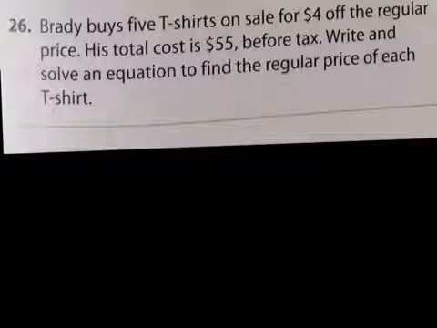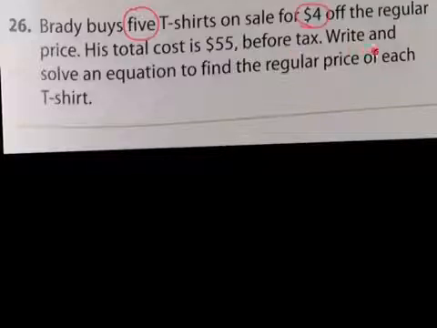Let me help you with number 26. Let's read it first. Brady buys 5. I always look at numbers and I make sure I highlight them. 5 t-shirts on sale for $4 off the regular price. So it's 5, and each one has $4 off the regular price, right? So that's minus $4 for each shirt. His total cost is $55 before tax. Okay, we're not including taxes, so it doesn't matter. Write and solve an equation to find the regular price of each t-shirt.